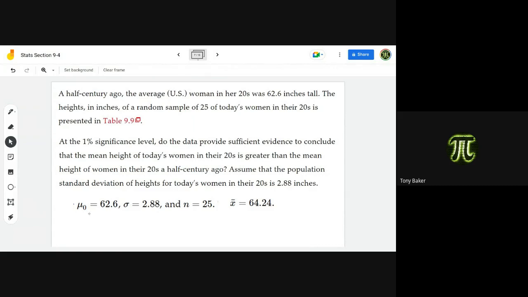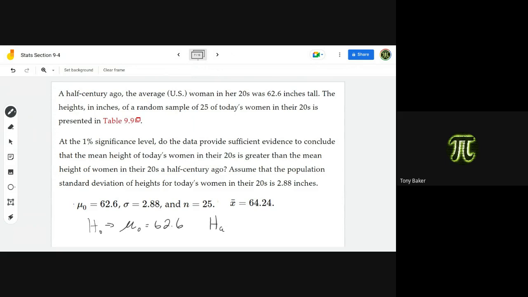So what is my null hypothesis? The mean height of today's women in their 20s is 62.6 inches. That's going to be our null hypothesis. So that is 62.6. Okay. So what's my alternate hypothesis?